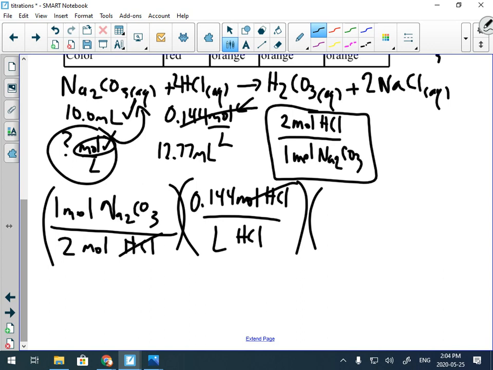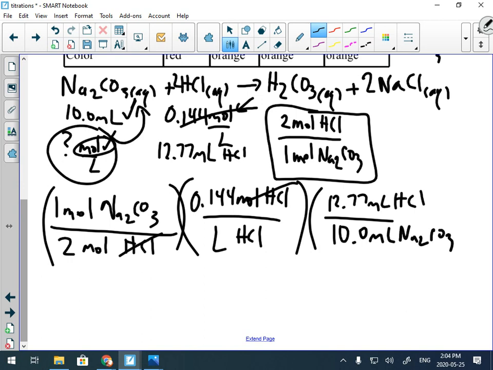Moles cancel. Okay, the last step is to use the volumes. I'm going to go 12.77 milliliters hydrochloric acid on top, because that is underneath hydrochloric acid. And I need liters of sodium carbonate on the bottom, so I'm going to use the 10 milliliters sodium carbonate. Milliliters cancel, liters cancel. So you can see it's just like a stoichiometry question with solutions where you go mole ratio, concentration, volumes. My final answer is 0.144 times 12.77 divided by 2 times 10 is equal to 0.092.